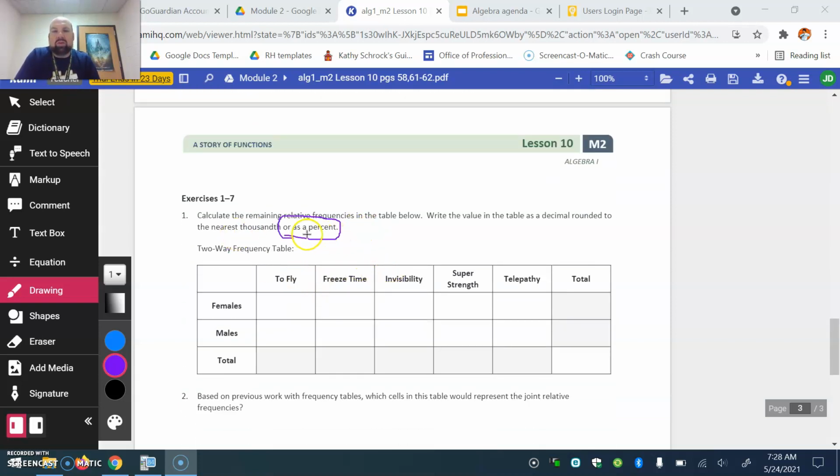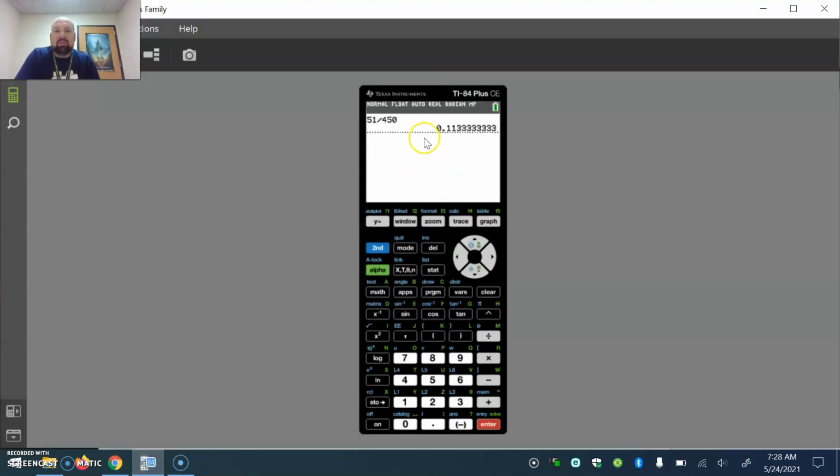And we're going to just calculate, this says right as a decimal. We already did that. Now we're going to convert them all to percents. How do you do that? Well, I'm going back to the one that I had already done, the 0.113 repeating. And the way you convert a decimal to a percent is you multiply it by 100. Now, we're only going one decimal after, so it would be 11.3%.